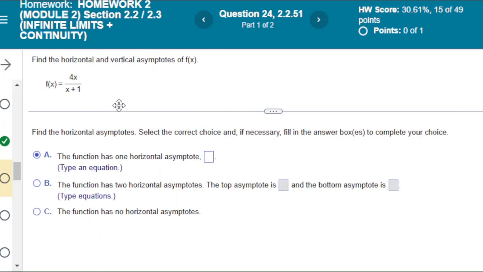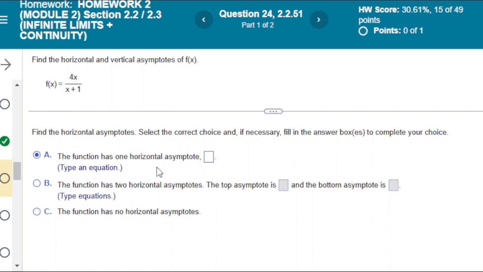Now this one says, find the horizontal and vertical asymptotes of f of x. So what are the horizontal and vertical asymptotes? Well, as x approaches infinity, just like these previous problems we've been doing, notice it's going to have a limit of 4. Right? The limit as x approaches infinity of this is going to be 4 because we have a linear function up here, a linear function down there, right? Degree 1, degree 1. And look at the leading coefficients. So the coefficient of x is 4. The coefficient of x there is 1. 4 over 1 is just 4.